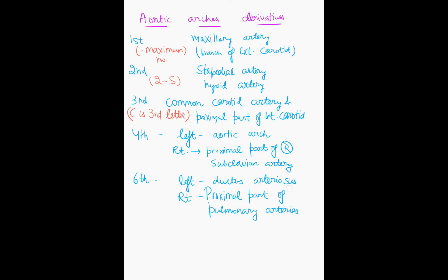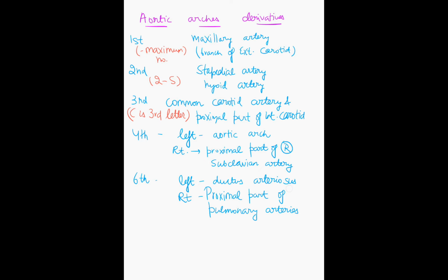Then next we discuss aortic arch derivatives. First arch will give rise to the maxillary artery. So we will compare the nerves and the arteries. First arch was the mandibular nerve, but the artery is the maxillary artery.